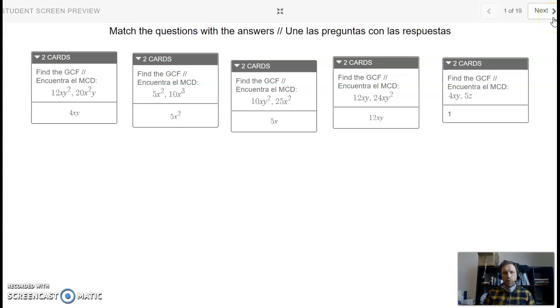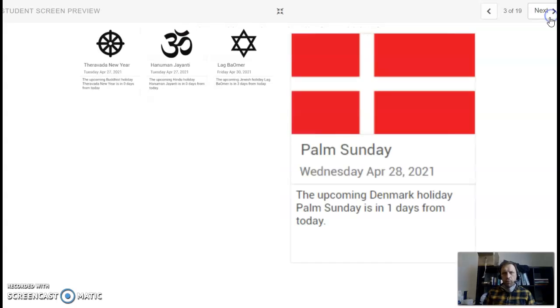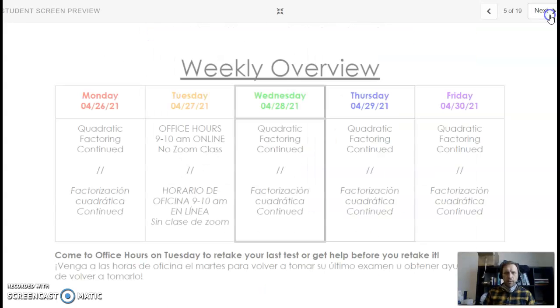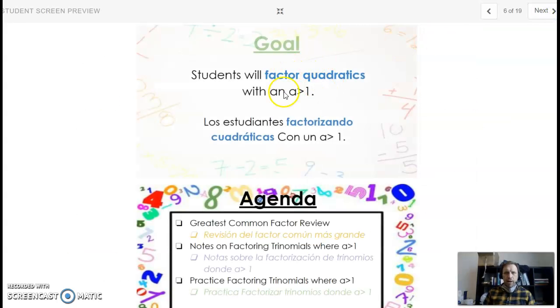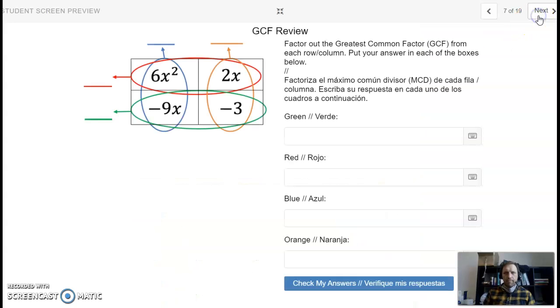All right, hopefully you followed that along. Take those down, put them in your notes. And so hopefully you got that. Let's move our way through. Our lesson today is talking about factoring quadratics with the a value greater than 1.